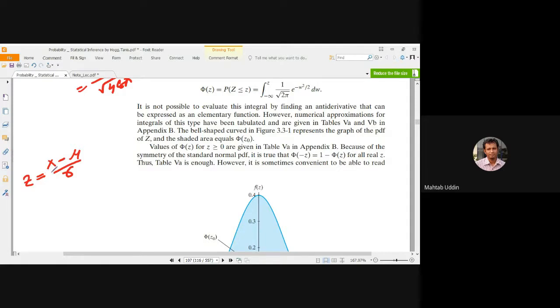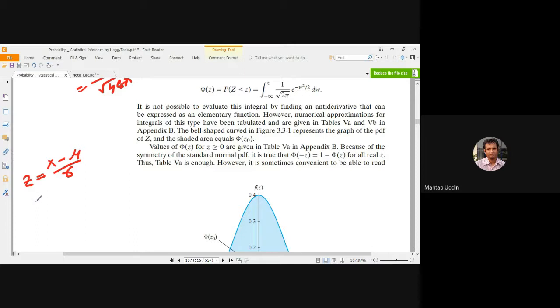Because x has some unit. Mu is the same unit, sigma is the same unit. So unit by unit, the unit cancels, right? So now you can compare. That is, if some variables are given, you cannot compare them directly. So to do the comparison, we have to convert them to the standard variable. What do you have to do? Standard variable conversion.